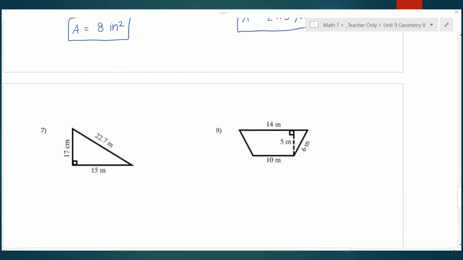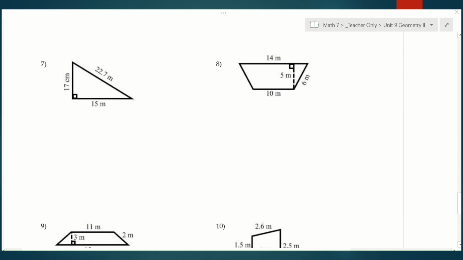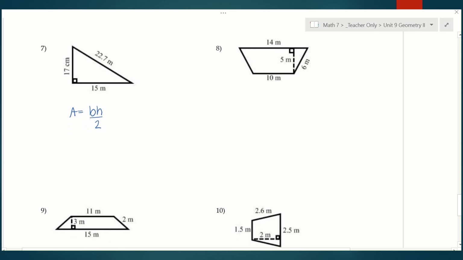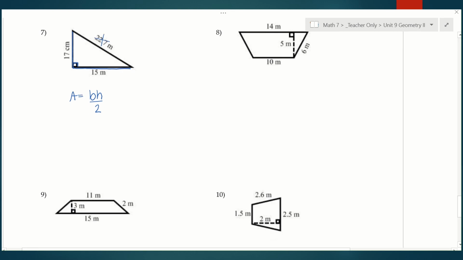All right, so number 7 is another triangle. It looks a little different. And again, because our formula is using the base and height, I'm going to use the other one for this, base times height divided by 2. We look for the right angle. Okay, so here's the right angle. And the two sides that make that right angle, that's the base and the height. So this 22.7, we don't need. That's just another side of the triangle that is not part of the area. Okay, so again, look for the right angle, and that is your base and height.